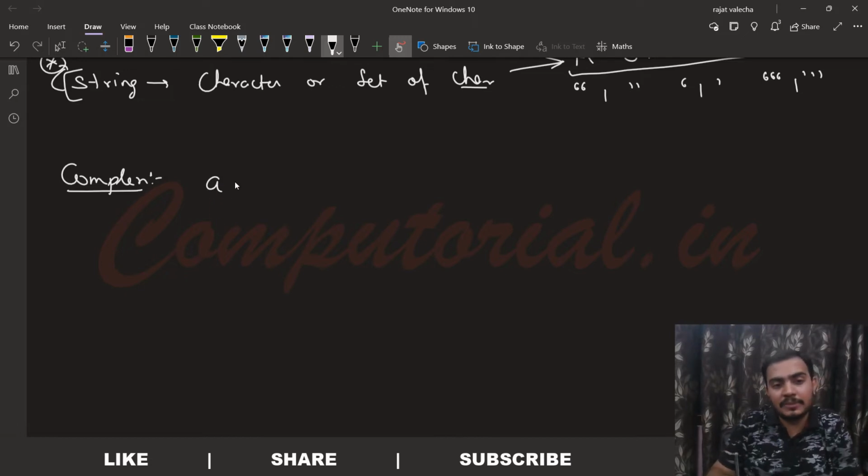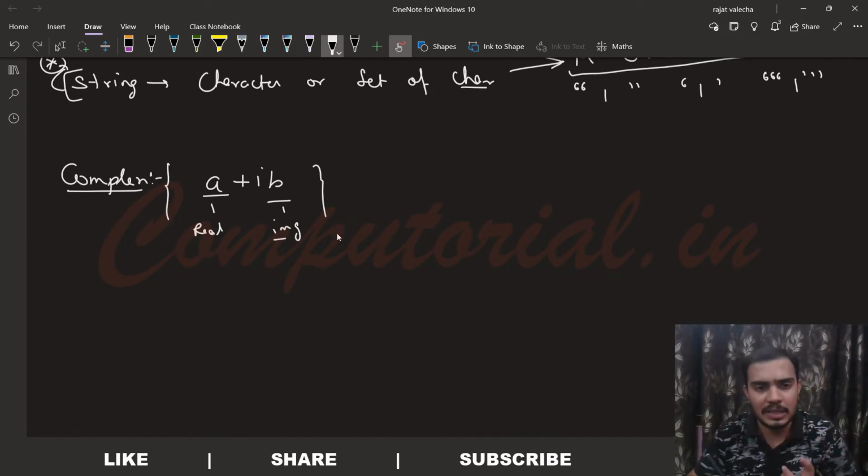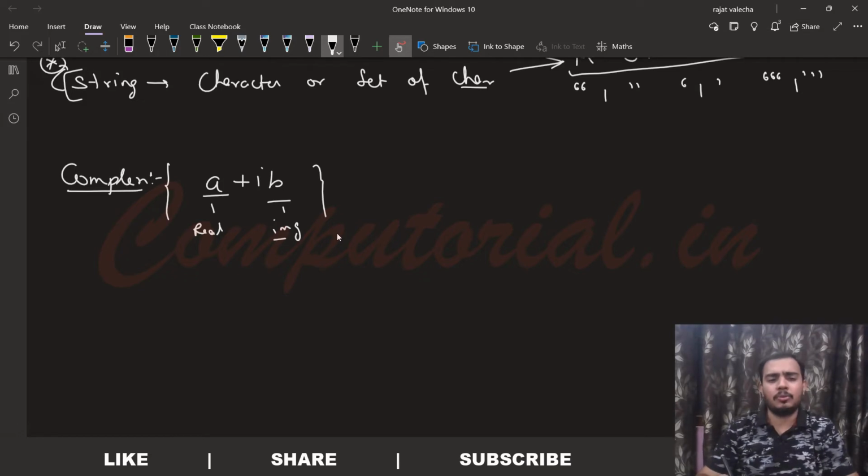These complex numbers are in the form of a plus ib. In this, a is the real part and b is the imaginary part. This is the concept of mathematics. So those who want to understand this concept can learn a bit of mathematics of class 11th or class 12th standard, and they will get this thing. And if you are not from the mathematics standard, I will suggest you skip this portion for a while. Just skip this complex number portion and you can join us with the next categorization of data types.